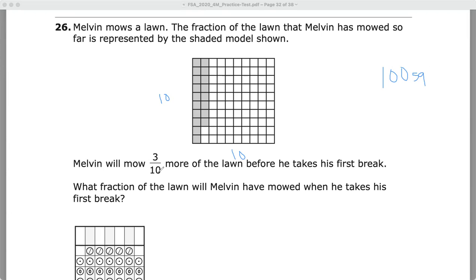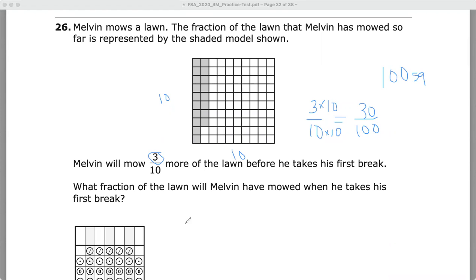Melvin will mow 3/10 more of the lawn. So it says 3/10 more, but we need it in terms of 100, right? Because it's 100 square units, not 10 square units. So if I set up a little proportion here, 10 goes into 100 10 times. 10 times 10 is 100. 3 times 10 is 30. So we need to shade in 30 of the squares, or we could shade in 3 of the rows of 10.